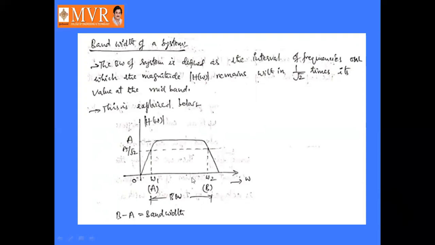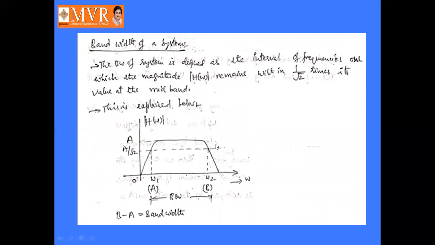These two frequencies are called the lower cutoff frequency and the higher cutoff frequency. The difference of these two is nothing but the bandwidth of the system. So finally, the bandwidth of the system is defined as the interval of frequencies in which the magnitude mod H of omega remains within 1 by root 2 times its value at the midband. That is nothing but this value.